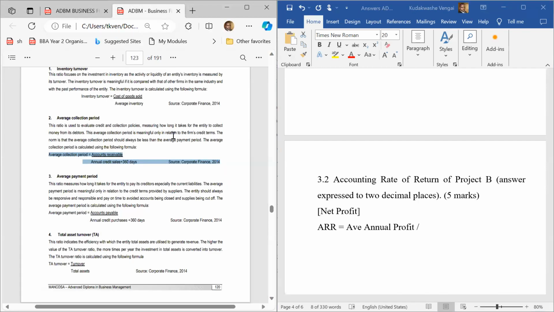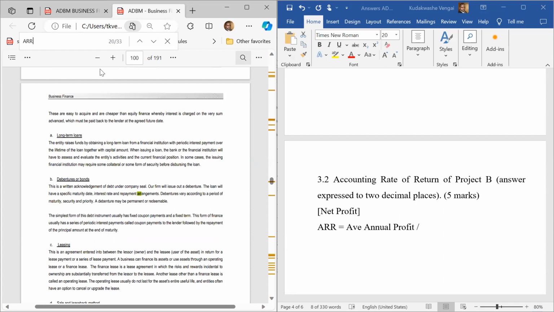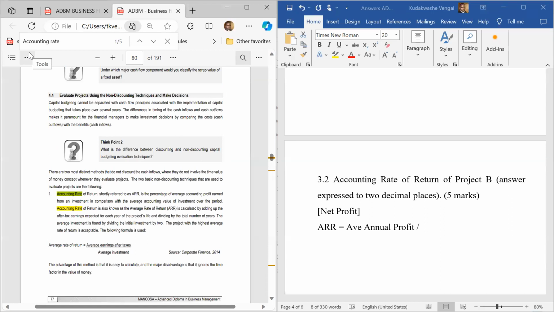It has 2 formulas also. It has a formula where we use average investment and the formula where we use initial investment. There's 2 formulas. So let's just check which formula your lecturer prefers. Accounting rate of return. Because it has 2 formulas also in the academic world. So you need to know which formula your lecturer prefers, and then you use that one.